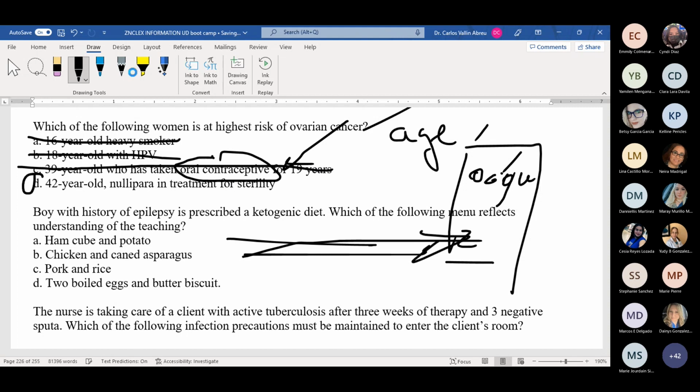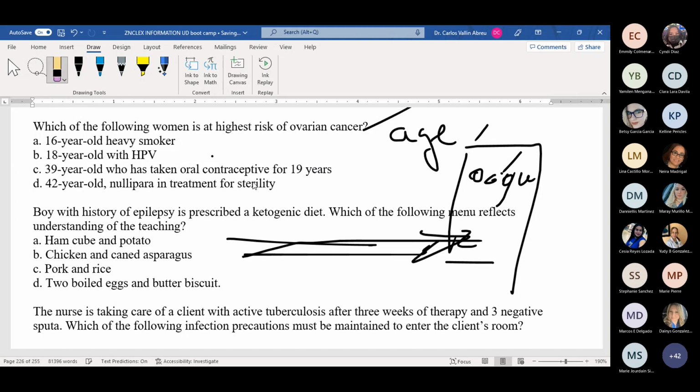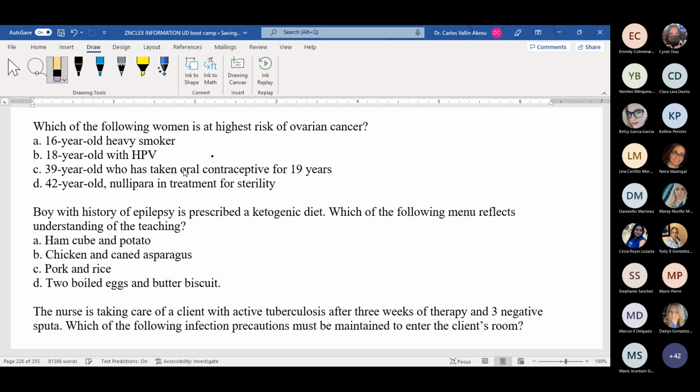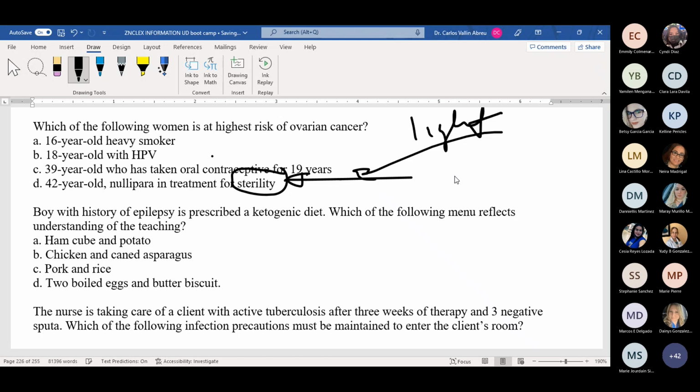So the answer is D, as in diamond. Why? Because she is the oldest. And pregnancy is protective. Nulliparity, or having the first child after 30, is a risk factor. And using medication to stimulate ovulation, especially clomiphene, has been demonstrated to produce a slight increment in the risk of ovarian cancer.